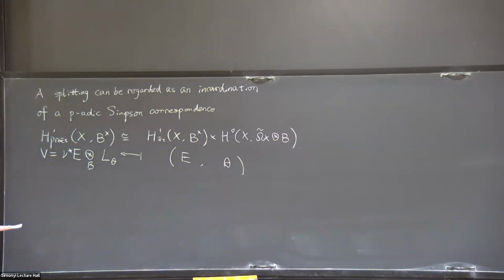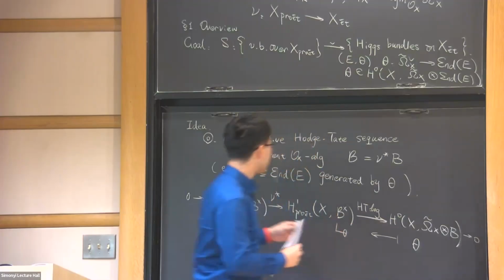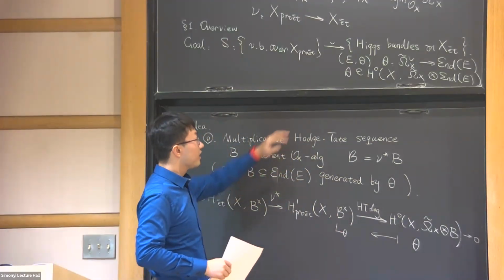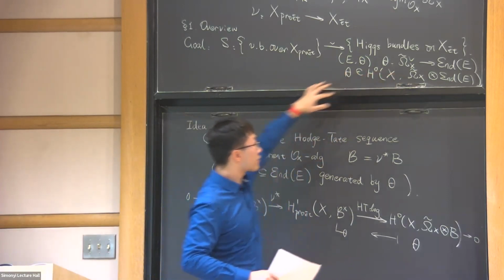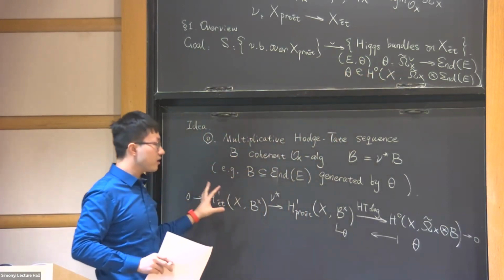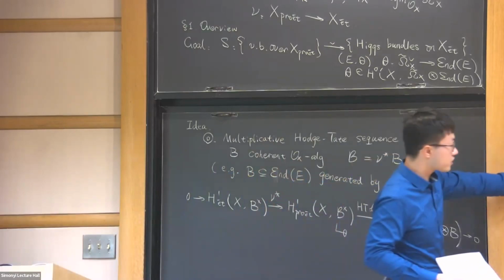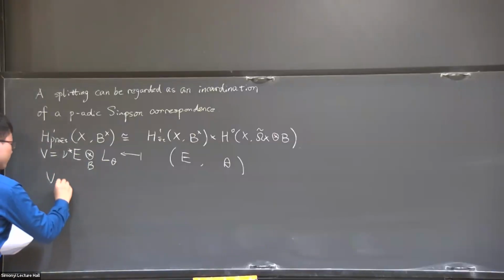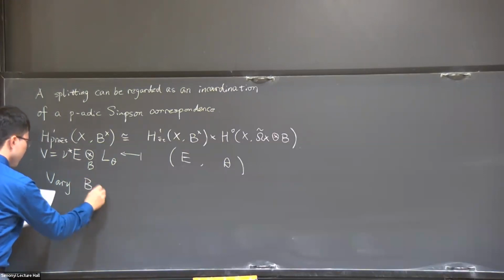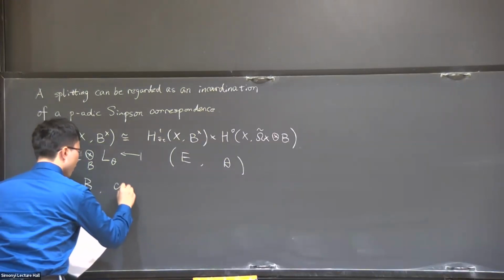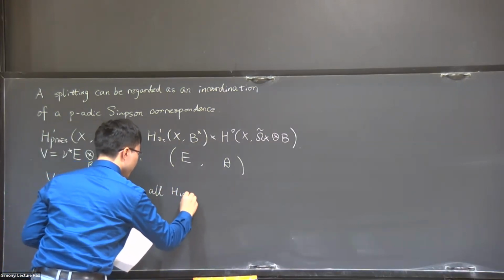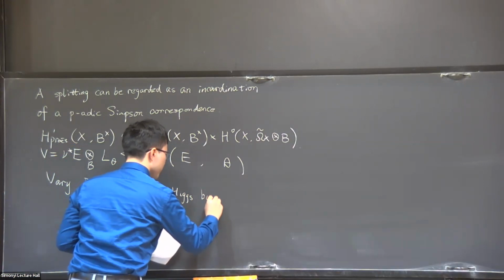So you see that if we have a Higgs bundle whose T_X action factors through this algebra B, then we can have this decomposition. And if you vary this B, then we could cover all Higgs bundles. Then we can get a correspondence for all Higgs bundles.